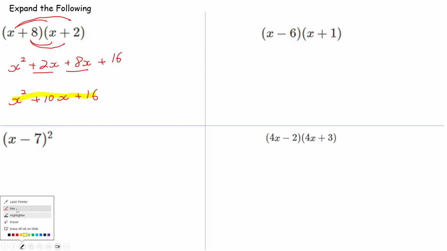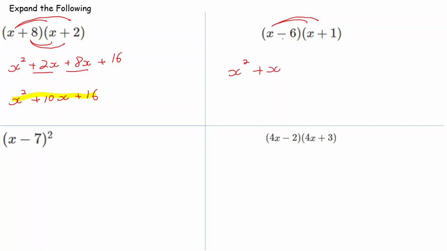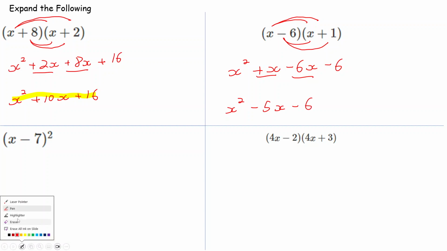Good. The top right, again, same process. X by x gives you x squared. X by plus 1 gives you plus 1x, so just plus x. Negative 6 times by x gives you minus 6x. Negative 6 times by 1 is going to give you negative 6. We then combine the middle parts again. Okay, so plus 1x take away 6x, plus 1 take away 6 is going to give you negative 5. So negative 5x, and you've got that negative 6 on the end. There we go. That is your second answer.